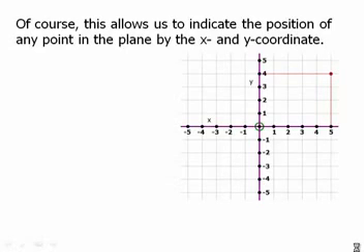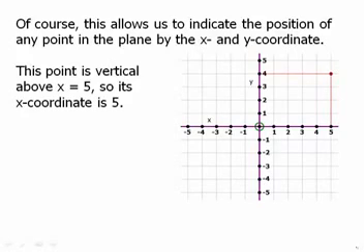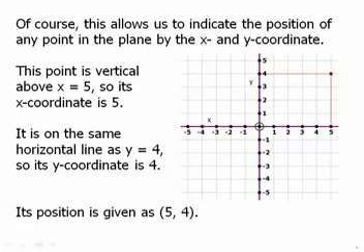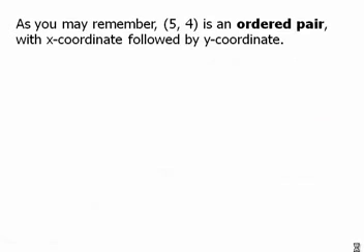This particular point is vertically above x equals 5. So the x-coordinate has to be 5. It is on the same horizontal line as y equals 4. So its y-coordinate is 4. And its position is given by (5, 4). That is the ordered pair that denotes the exact position of that point.